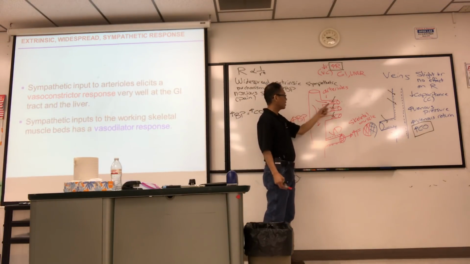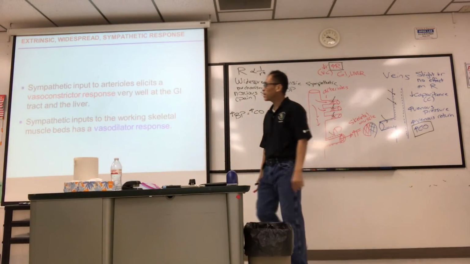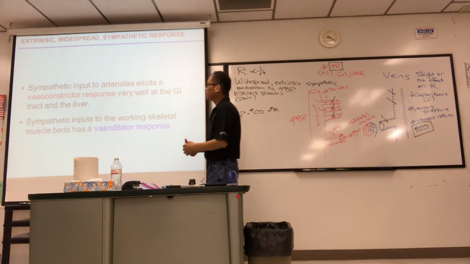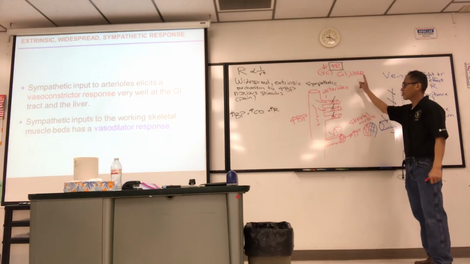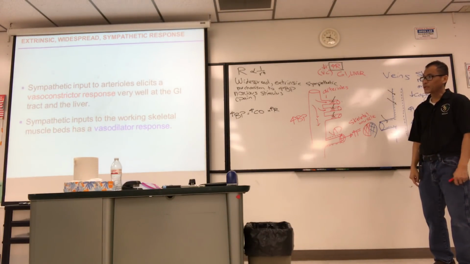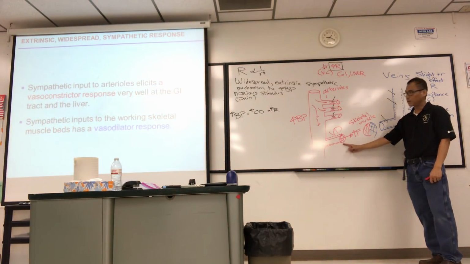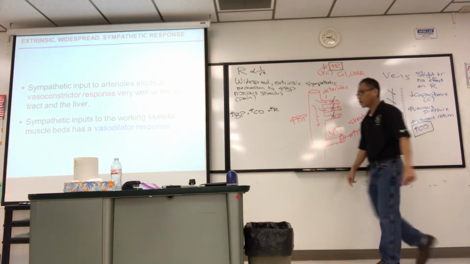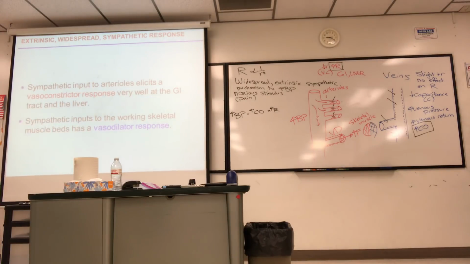You really affect the vasoconstriction at one location. You slightly affect the vasoconstriction over a wider area. It's different. So that's kind of what I say here. The sympathetic input, there's a vasoconstrictor response very well at the GI tract and liver. Okay, that's this part. There's sympathetic inputs to the working skeletal muscle beds that has a vasodilator response. So that's what I did here. Okay. You get the blood going to where it's needed for your sympathetic response.